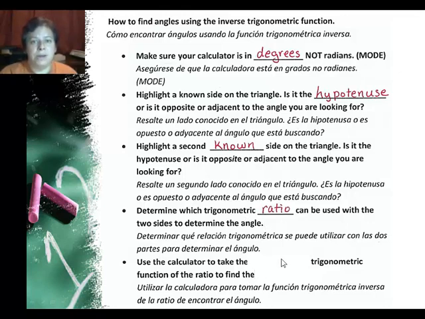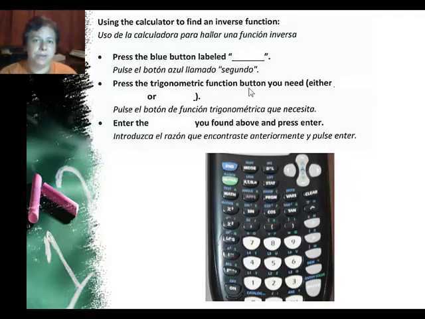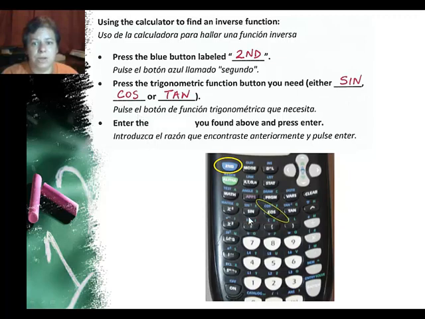Once you know if you're dealing with opposite, adjacent, or hypotenuse, then you can find the right trigonometric ratio. Then use the calculator to take the inverse trigonometric function of the ratio to find the angle. And again, using the calculator to find the inverse, you can see here's the sine, cosine, and tangent, and the inverse functions here are in blue. What that means is I need to hit the blue second button up here to get to those, and press the trigonometric function you need. So there's the second button that you press, and then you're going to do either sine, cosine, or tangent. Then enter the ratio you found above and press enter, although you might actually want to hit close parentheses before you hit enter. And that's pretty much it.